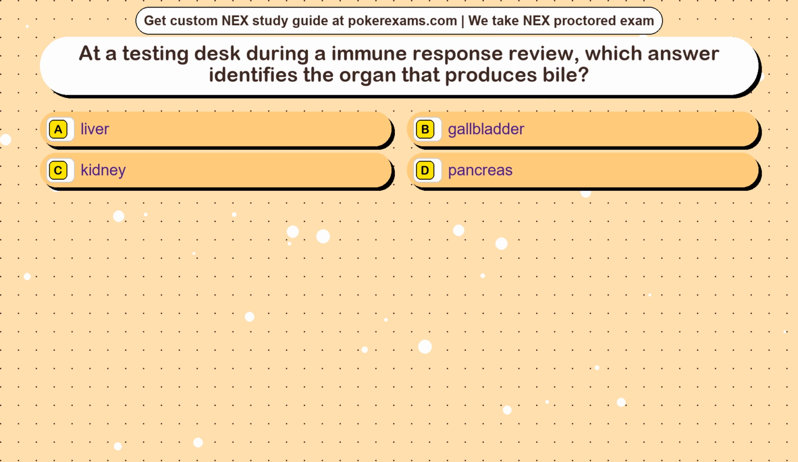Question 23. At a testing desk during an immune response review, which answer identifies the organ that produces bile? Option A, liver. Option B, gallbladder. Option C, kidney. Option D, pancreas.